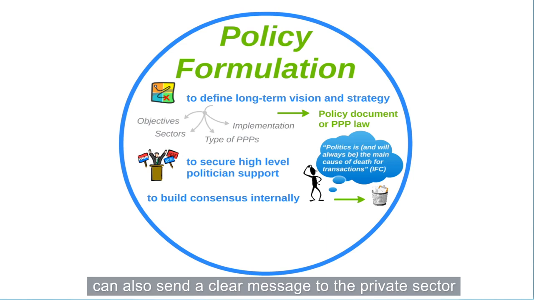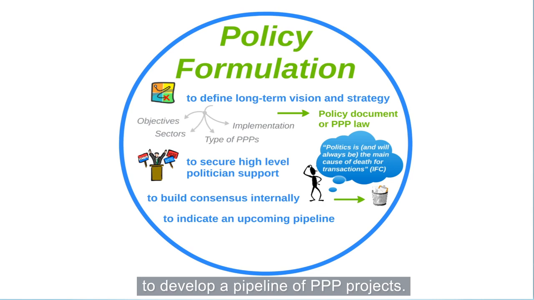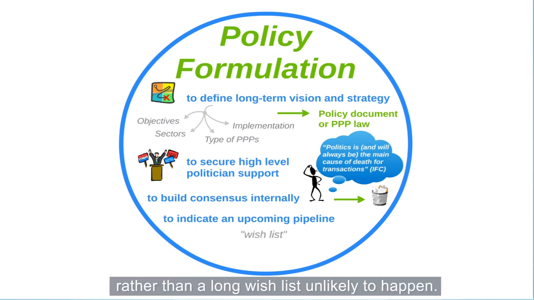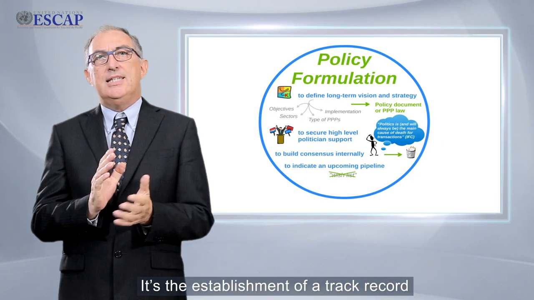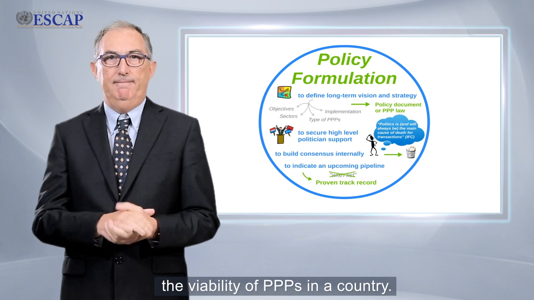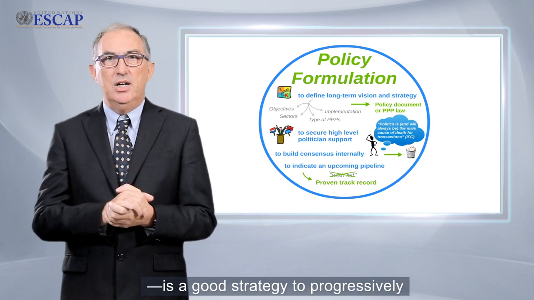An official PPP policy can also send a clear message to the private sector about the government's intention to develop a pipeline of PPP projects. Entering a new market can be costly for foreign companies, and they will only make an investment if they see the possibility of a long-term involvement. If they're not selected for the first PPP project, investors want to know there will be additional business opportunities in the future. A pipeline of projects needs to be well prepared in order to be credible, rather than a long list unlikely to happen. It's the establishment of a track record that will ultimately convince investors of the viability of PPPs in a country. Starting with the easiest projects, those that are most likely to be successful, is a good strategy to progressively build a convincing track record.